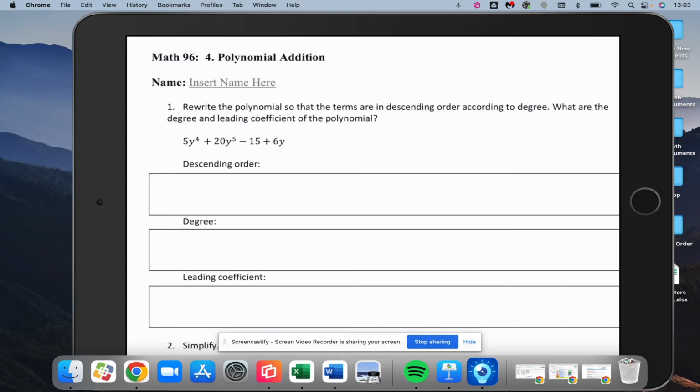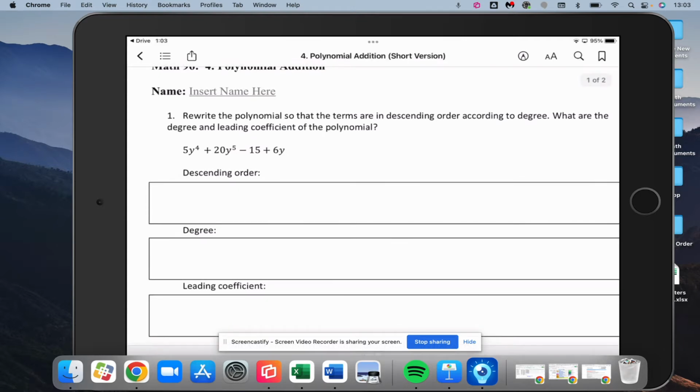And so by descending order, they are talking about paying attention to the exponent, like this 4 right here, or this 5 right here, or there's sort of an imaginary 1 right there, an imaginary 1 right there. Or not imaginary, but we just don't write it because we don't need to. And so what they're saying by descending order is we want to put these in order from the highest number on the exponent to the lowest number on the exponent. And in the case of the 15 and the 6y, they both have a 1, but since the 15 doesn't have a variable at all, we're going to put it last.